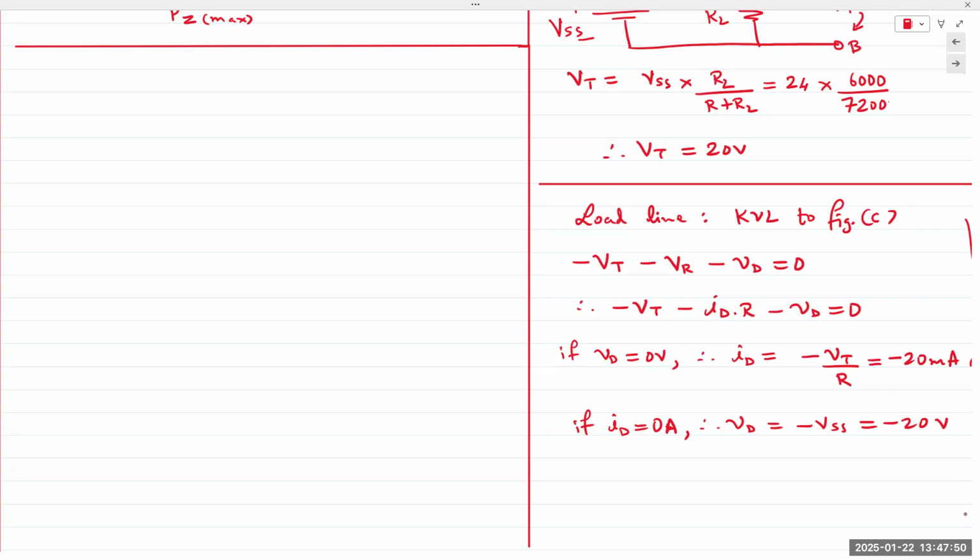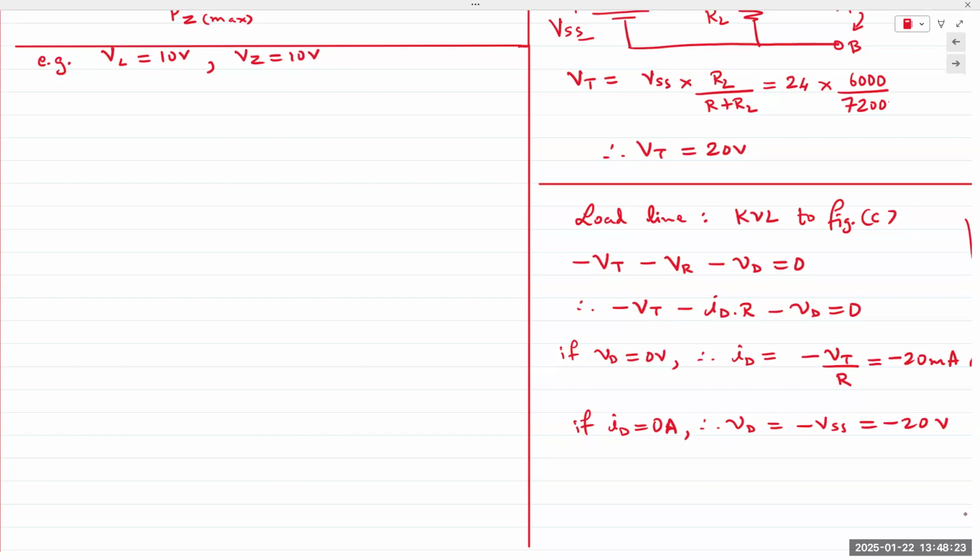In this example, VL is desired to be 10 volts, so we need a Zener diode of 10 volts. If the requirement is that VL should be 10, then VZ, our Zener diode, should also be 10 volts. Then what is the range of VSS that the circuit, or the Zener diode, can withstand?